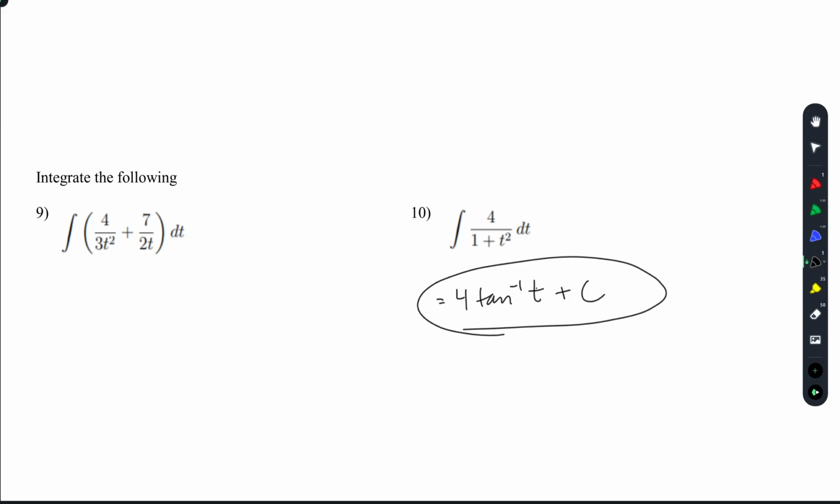We did one of those. Okay, that's it. I want to give you your test back.